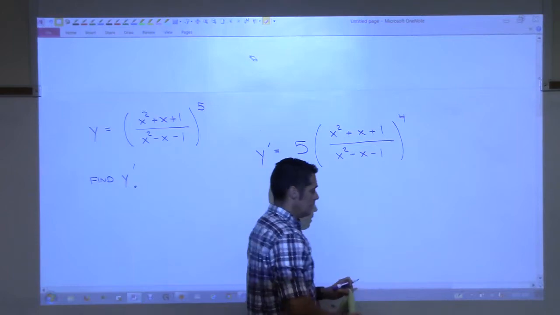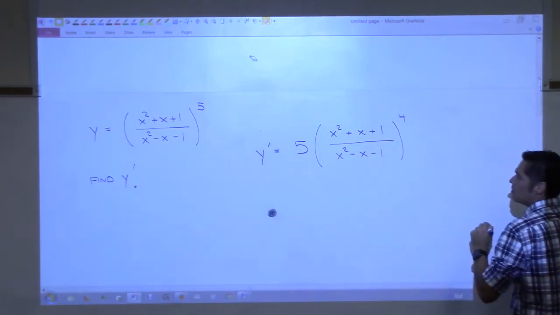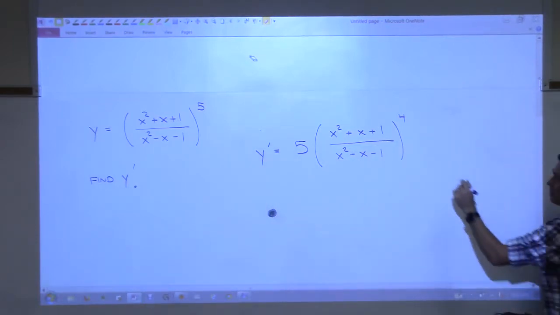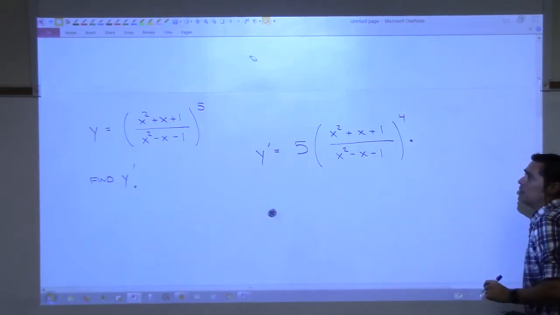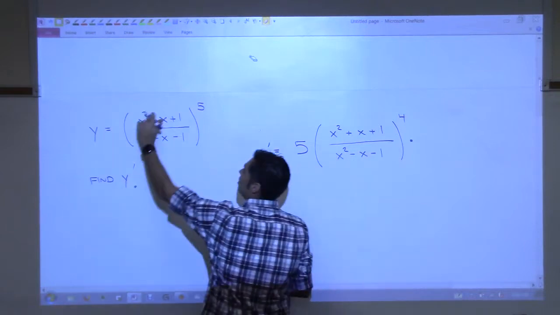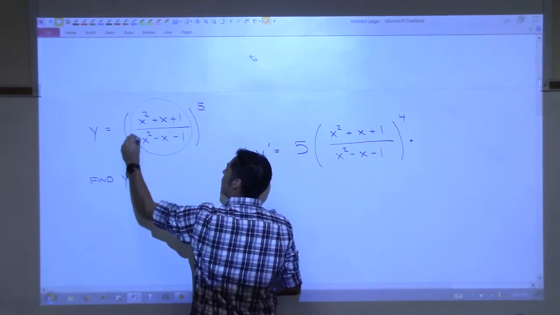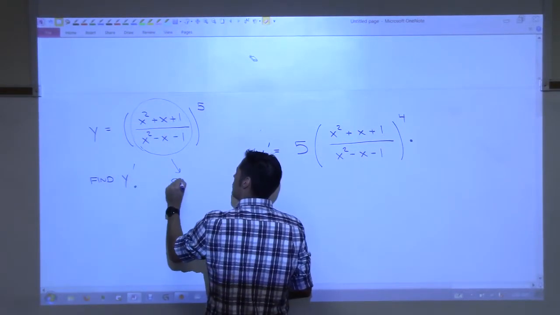We all good? Okay, now, what comes next? Multiply, right? Because chain rule says multiply now by the derivative of the inside. We need to now take the derivative of this, right? And to do that, we're going to need to use the quotient rule.